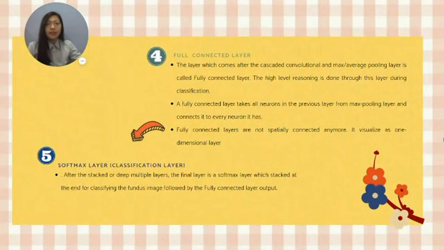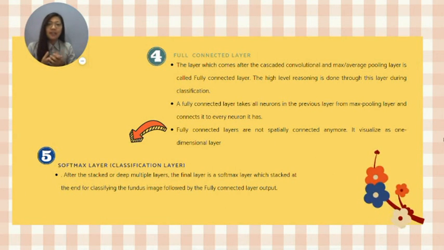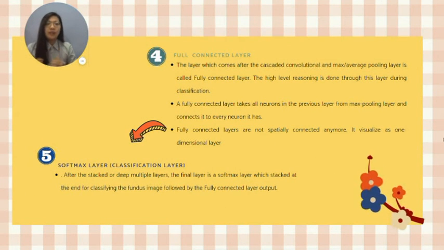After the dropout layer, it comes to the fully connected layer. So what is meant by a fully connected layer? It is the layer which comes after the cascaded convolutional and max or average pooling layers. High level reasoning is done through this layer during classification. The fully connected layer takes all the neurons in the previous layer from max pooling and connects them to every neuron it has. Lastly, the fully connected layers are not spatially connected anymore. It is visualized as a one-dimensional layer.